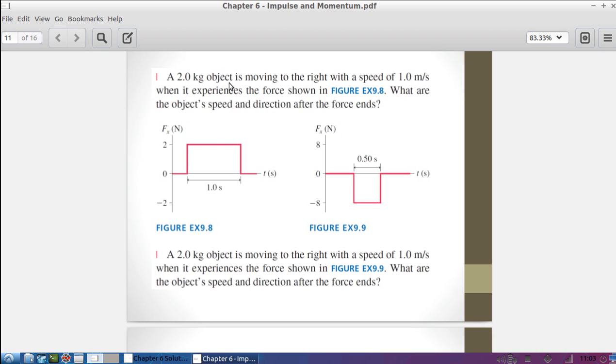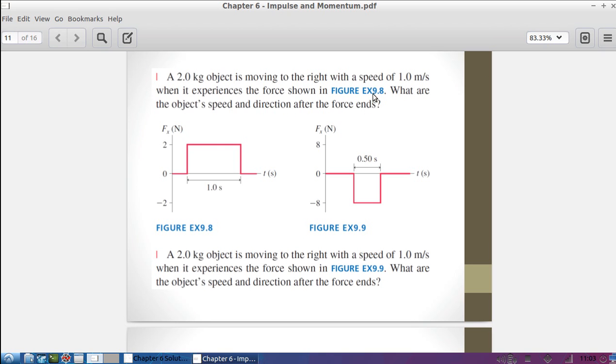It's actually the same object. It's a 2 kilogram object, and it's got the same initial speed of 1 meter per second. So I'll just say this is positive and it's to the right. According to my reference frame, this object is moving to the right. I need to find the object's speed and direction after it experiences this force, this impulse.